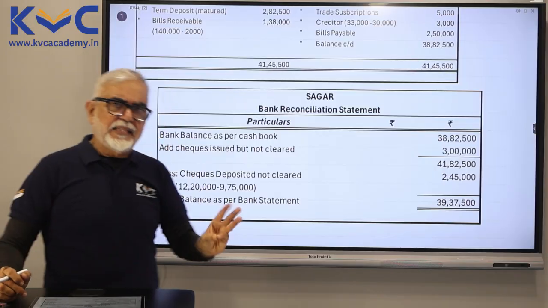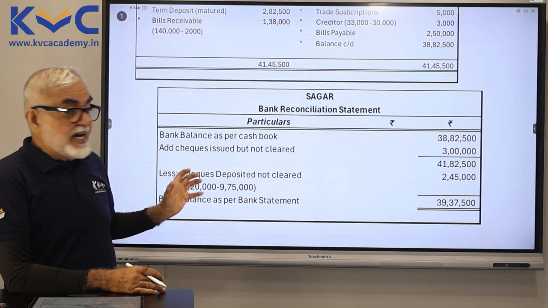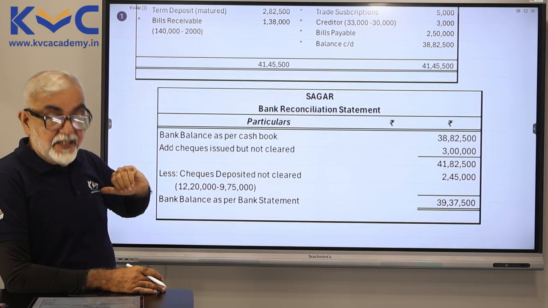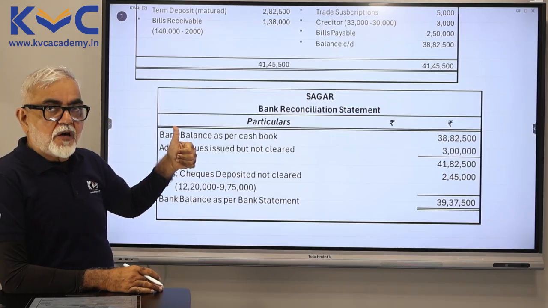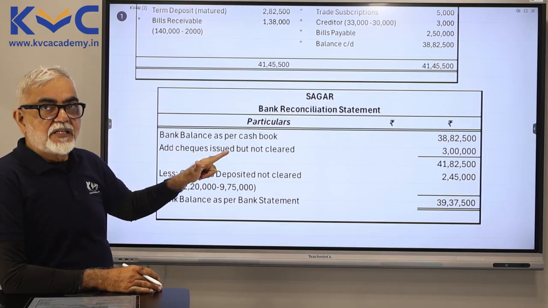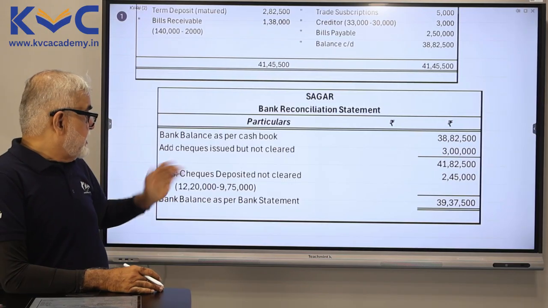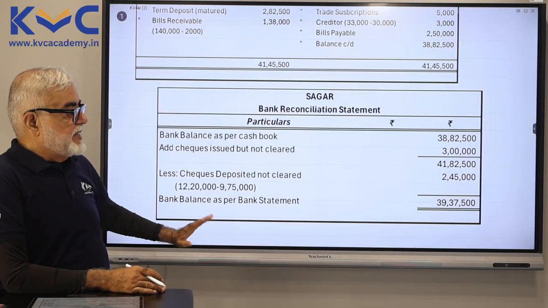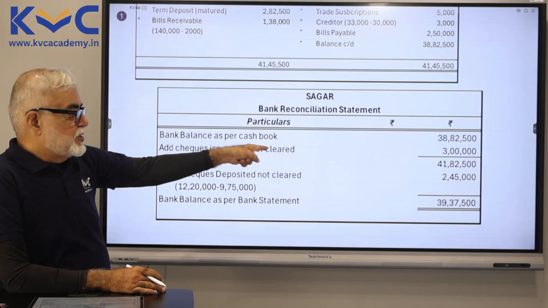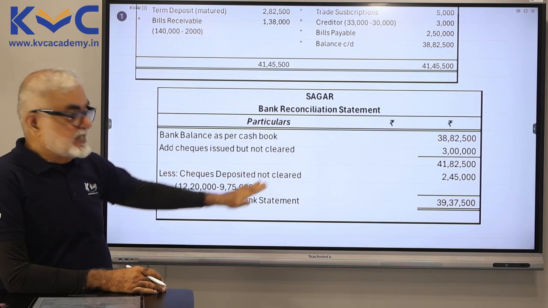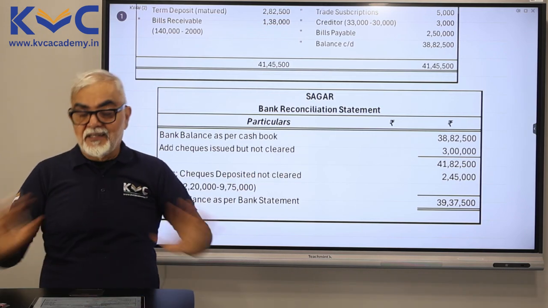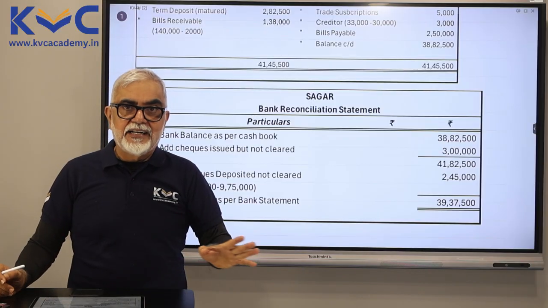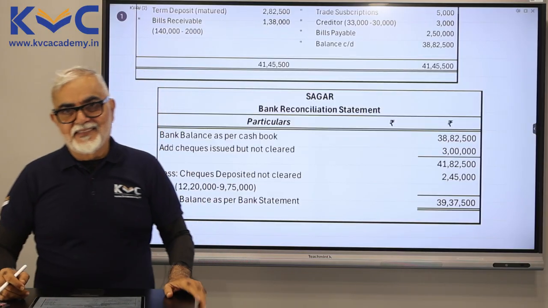Now only three things can come when you reconcile an amended cash book with the bank balance as per passbook. Checks issued but not cleared, checks deposited but not cleared, and mistakes by the bank. In this question, there are no mistakes by the bank. So straight away, add checks issued but not cleared, less checks deposited but not cleared. Simple question for 5 marks. Really worth it. You would have easily done it within 5-7 minutes. Right?